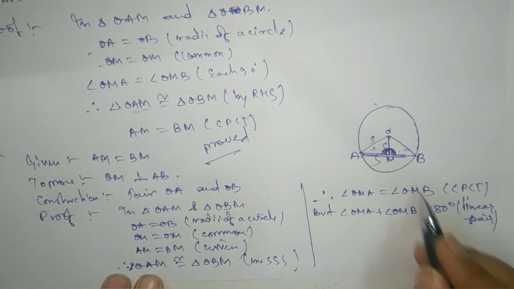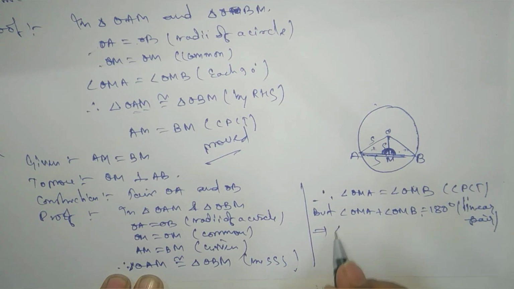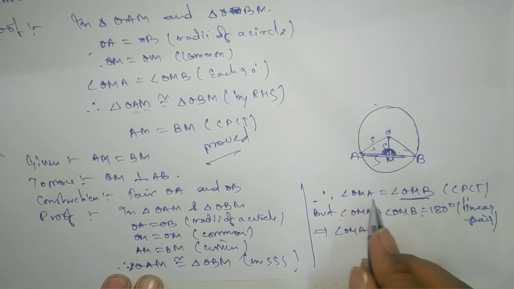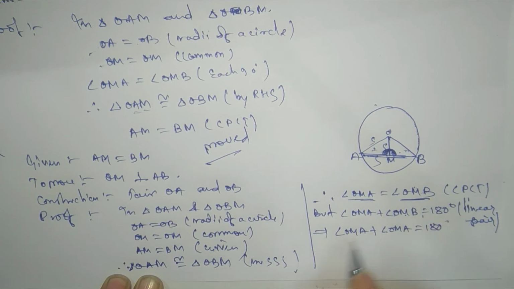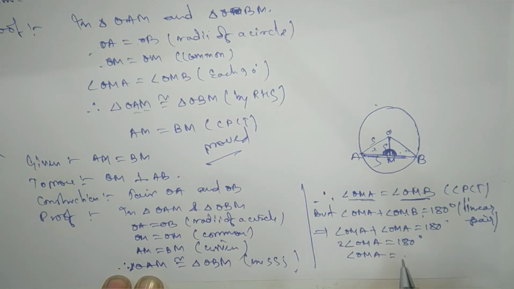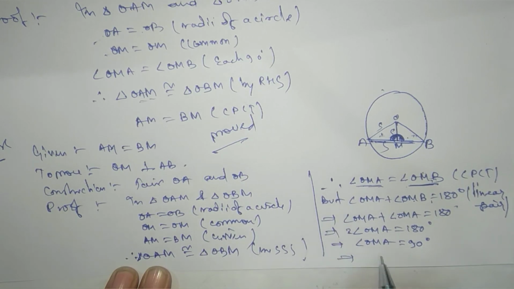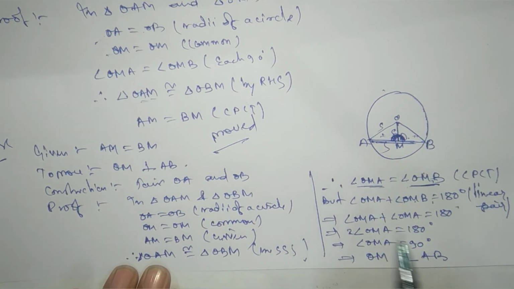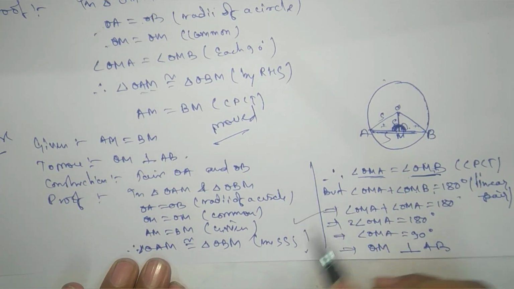So from 1 and 2, we can see that OMA plus OMB can be changed, because both are equal, we can write OMA here. If we add, we get 2 times OMA equals 180 degrees, and this gives OMA equals what? This 2 goes to the denominator, and we get 90 degrees. Therefore both are equal to 90 degrees. This implies that OM is perpendicular to AB. If it is 90 degrees, we can say yes, OM is perpendicular to AB. This we needed to prove.